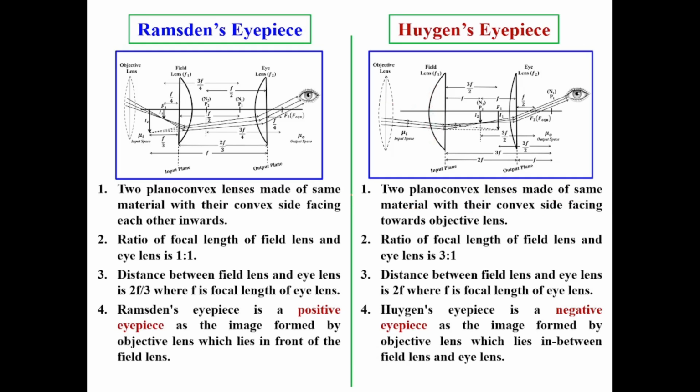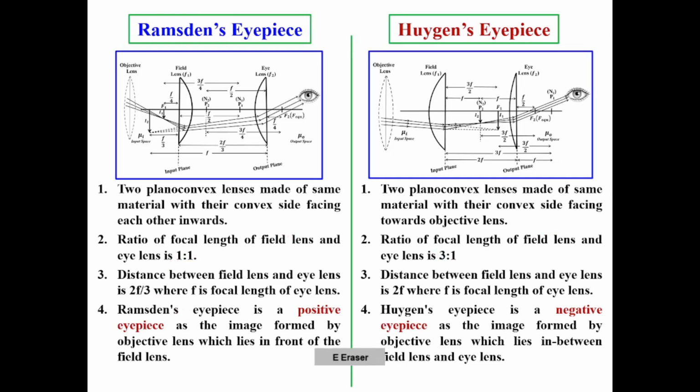These things we have already discussed in their corresponding videos. But these are comparisons. You just remember these points. If this question is asked in your exam, it will be for 3 to 4 marks. Here, the ratio of the focal length of the field lens and eye lens is 1:1. That means the field lens focal length is f and the eye lens focal length is also f. Here it is 3:1, the ratio of focal length of field lens and eye lens. That means if the eye lens focal length is f, then the field lens focal length will be 3f.